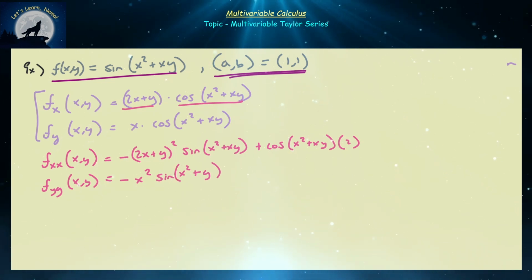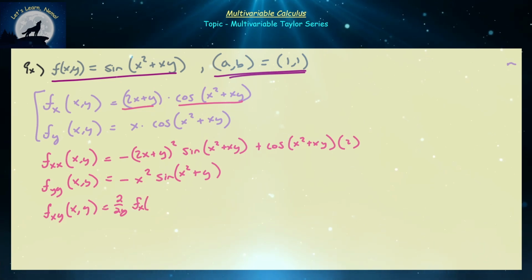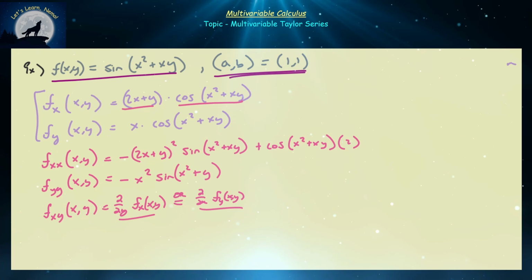Now fxy, which is the same as fyx by Clairaut's theorem, since sine of (x² + xy) is a smooth, everywhere continuous function, including its partial derivatives. So we can do, for example, fxy to be equal to the partial derivative with respect to y of fx(x, y), or you could do the partial derivative with respect to x of fy(x, y). You'll get the same exact answer. Regardless of the direction you take, you're going to get something of the form.